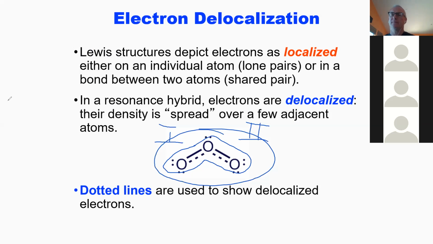Anyone remember the difference in length between a single bond and a double bond? If I have, let's say, a carbon-carbon single bond and a carbon-carbon double bond, which one's longer?